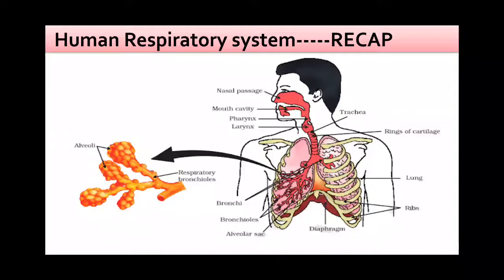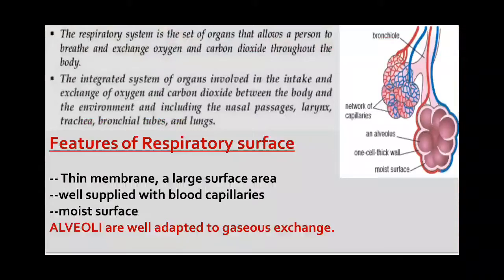Okay, and alveoli are the site of exchange of gases. That means these alveoli provide a surface where the exchange of gases takes place. Okay, now the respiratory system is a set of organs that allow a person to breathe and exchange oxygen and carbon dioxide throughout the body. So all these integrated systems of organs which are involved in the mechanism of breathing and exchange of gases, that all constitute the respiratory system.